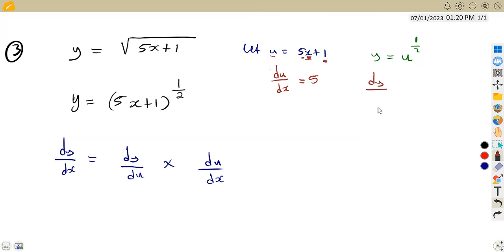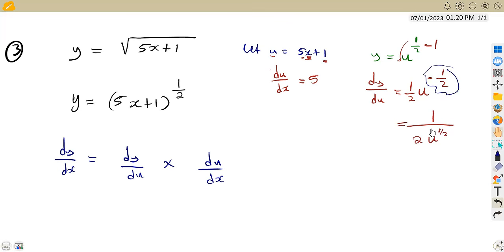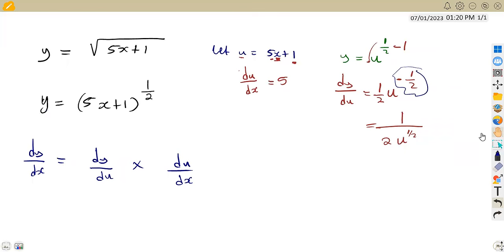The derivative of y with respect to u in this case, we drop our exponent here, so it is going to be a half. We subtract 1 on our exponent, so that's u to the exponent of negative half, just like the previous part. We are going to have 1 over 2 u to the exponent of a half. To remove the negative, you are multiplying 1 over 2 times 1 over u to the exponent of a half. So that is what is happening.